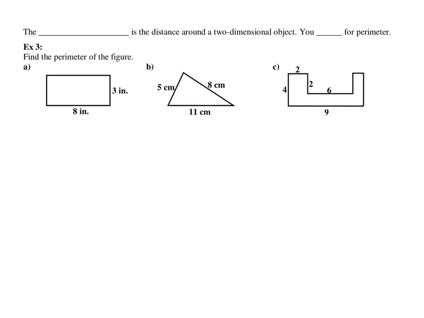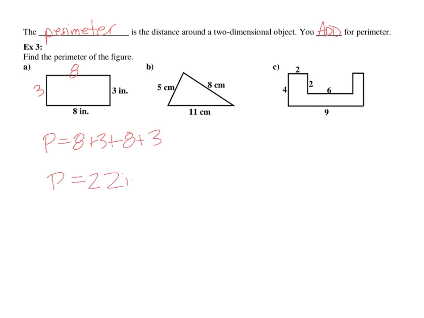All right, the blank is the distance around a 2-dimensional object. That would be the perimeter. All right, and you blank for the perimeter. You add when you're trying to figure out a perimeter. So find the perimeter of the figure. Here I have 8. Here I have 3. So the perimeter is 8 plus 3 plus 8 plus 3, which is 22 inches. Done.